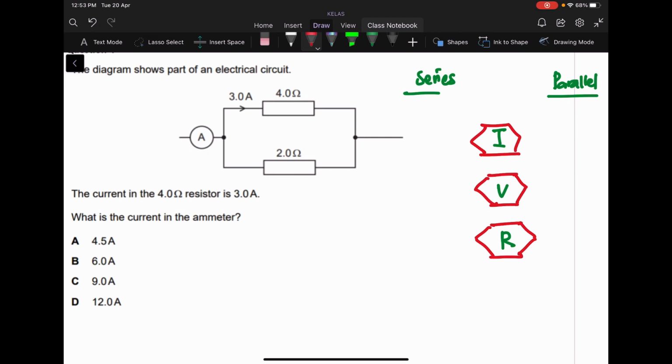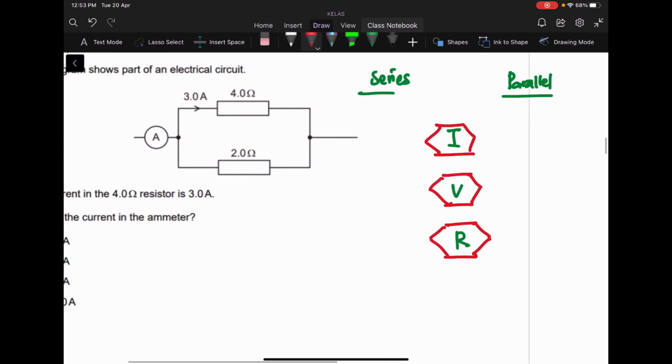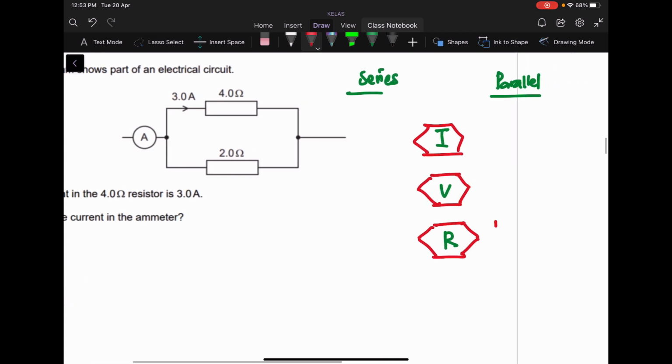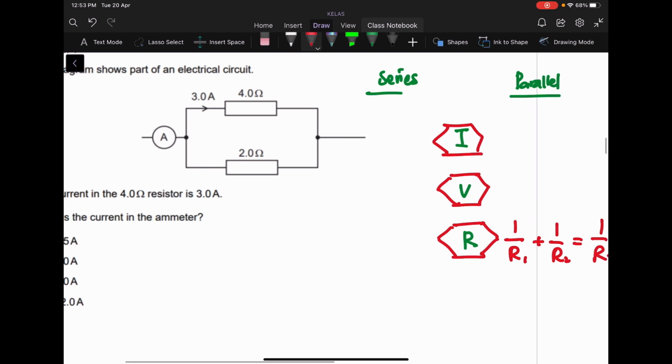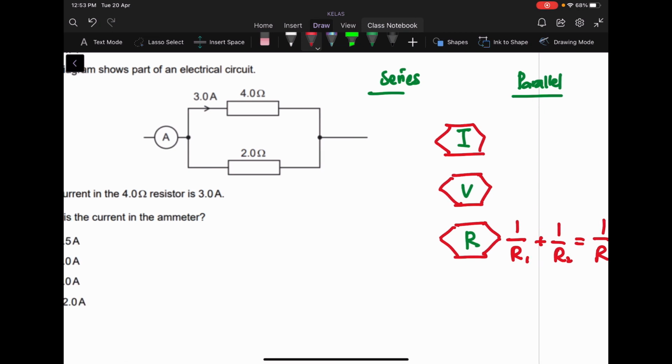For parallel, 1 over R1 plus 1 over R2. Very good. In series, current is the same throughout. I total equals I1 equals I2 and so on. Okay, good.